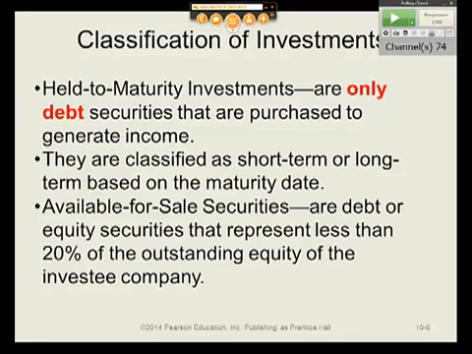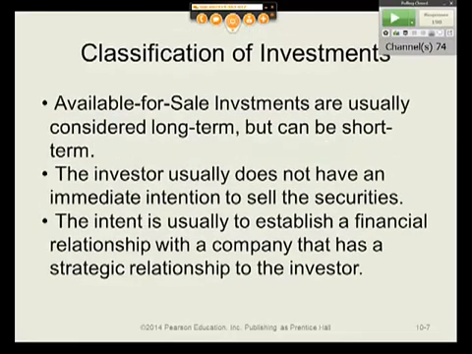Held to maturity securities are obviously going to be debt only. They can be short or long term, and you're holding them generally to generate interest income. And the last category is right here, available for sale. These are basically the default category. It's going to be anything that's not trading, anything that's not held to maturity. Any debt or equity securities, and again, less than the 20% that you need for influence over the company. Available for sale could be short or long term, and they usually don't intend to sell them in the short run.